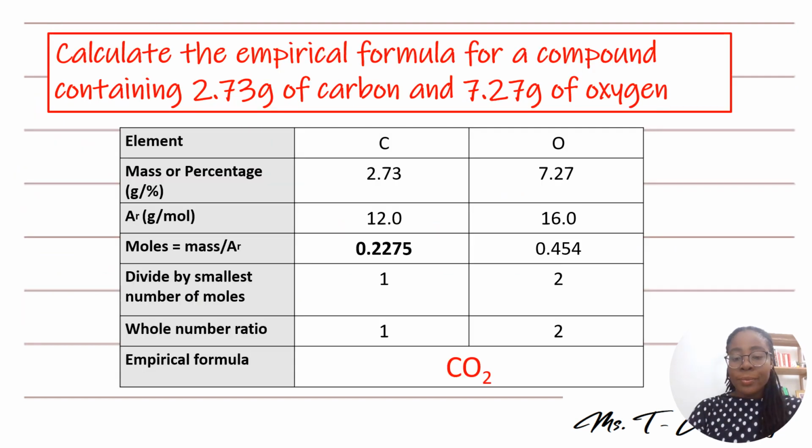So our first example, nice and straightforward. Calculate the moles, divide by the smallest number of moles, which is 0.2275, which gives us a whole number ratio of 1 to 2. So our empirical formula is CO2.